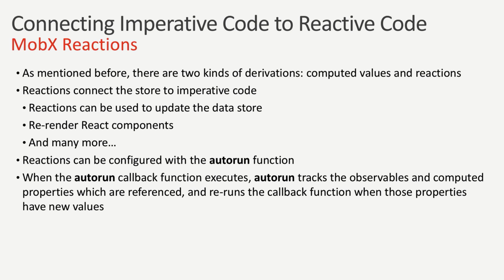and reactions can also be configured to run inside of an auto run function. When the auto run callback function executes, it sets up the tracking of the observables and the computed properties which are referenced inside the function, and then reruns that callback function whenever there are new values. Reactive code can also be used to connect up things like making REST service calls, stuff like that.